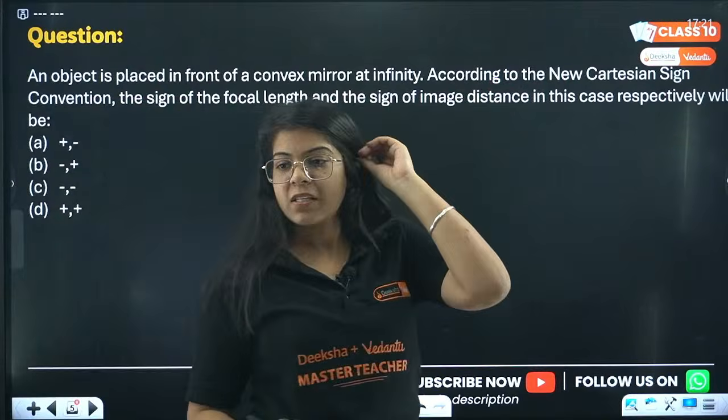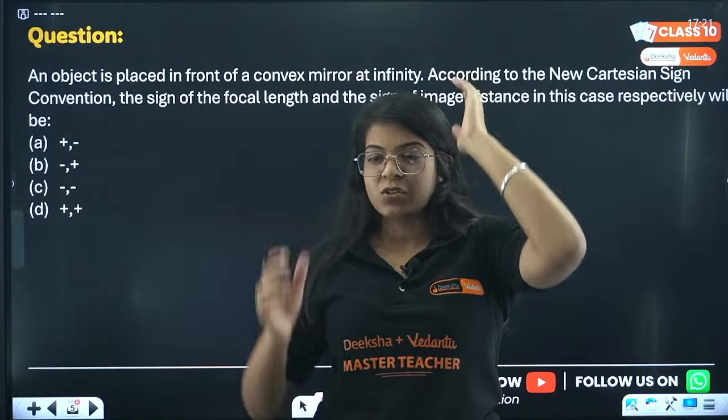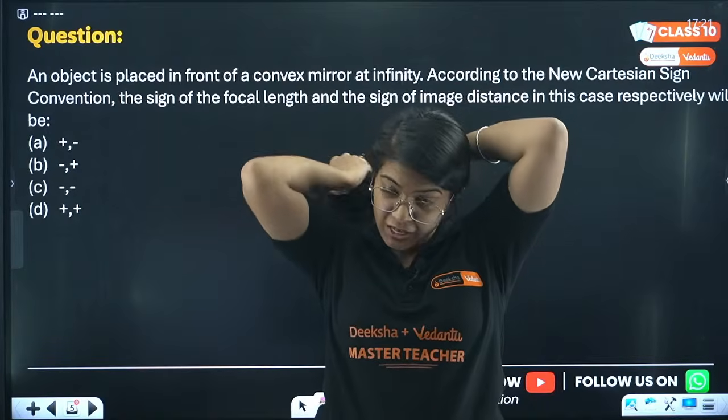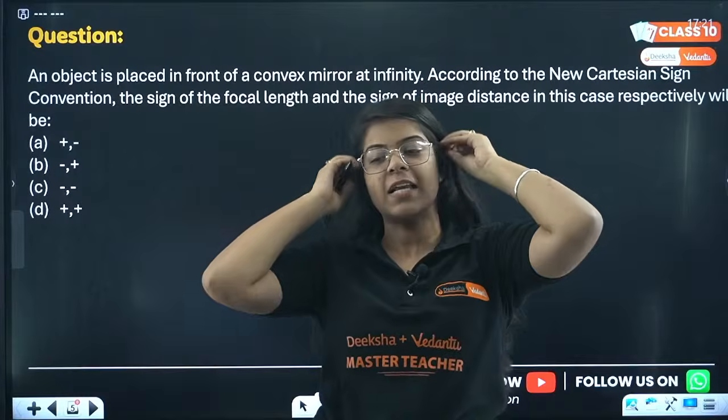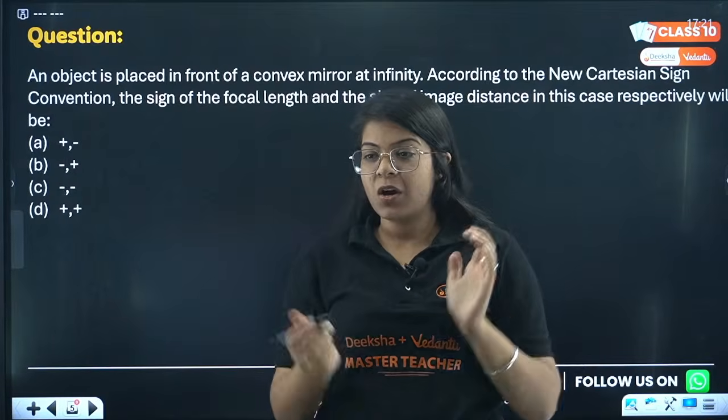Ma'am, I have already answered that if image is virtual or erect, so the image distance is positive, if the image is real and inverted, negative. Okay, great, Sachin. That's actually a good way to remember.